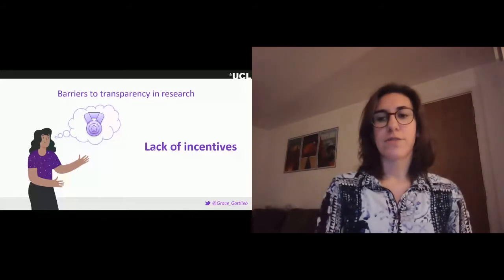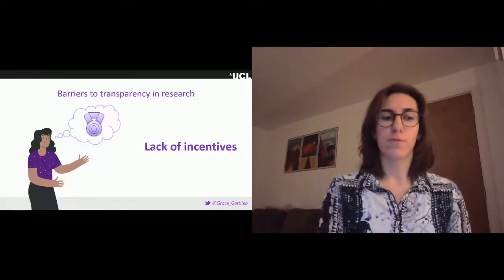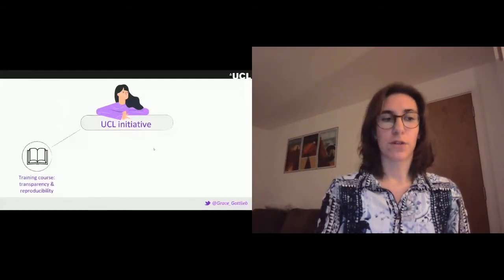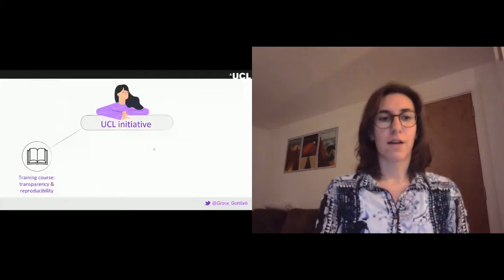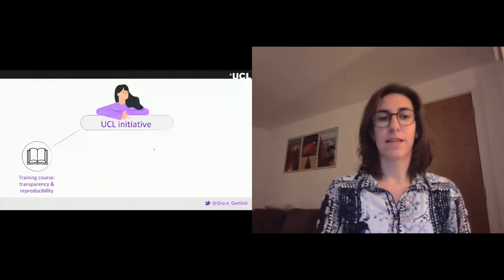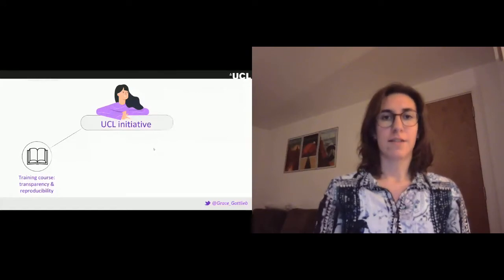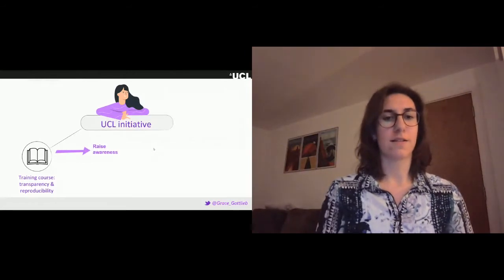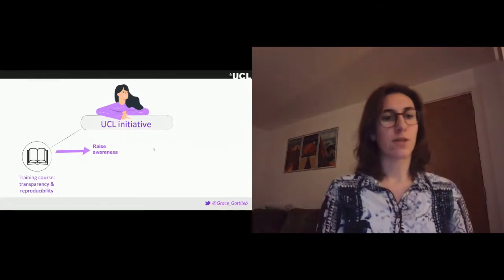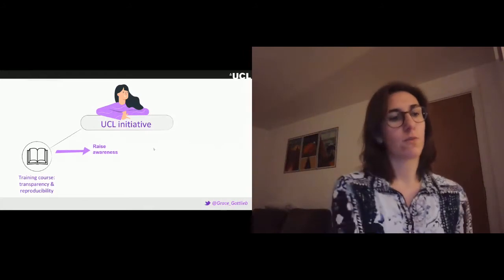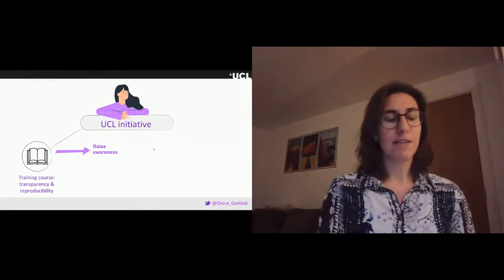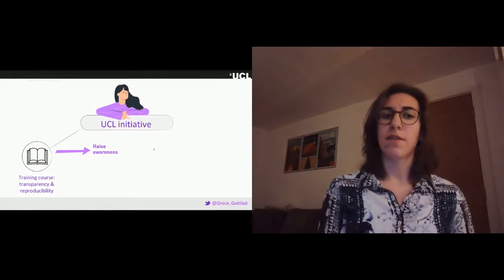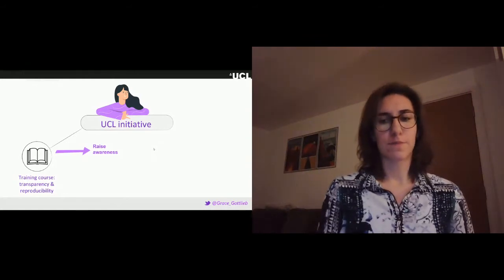So this initiative at UCL really seeks to counter both of those barriers. And the way we intend to do that is through a two-pronged approach. The first involving this online training course in transparency and reproducibility in research. And, as many training courses intend to, its intention is to raise awareness and understanding of what it actually means to make one's research transparent and reproducible. What are the steps you can take to achieve that? And almost more importantly, why is that important? And why is it something that our university is prioritizing?